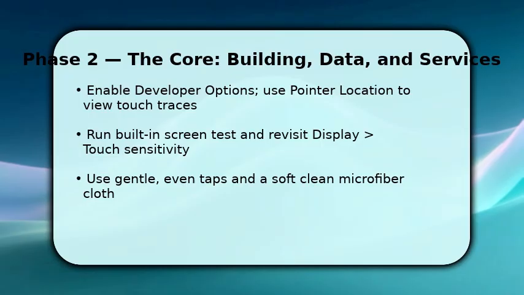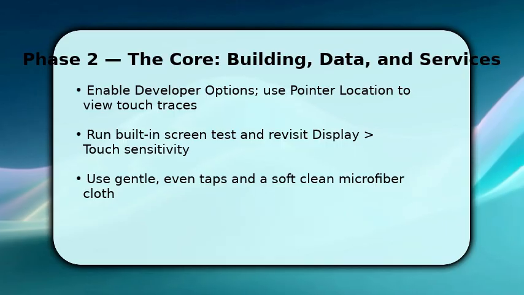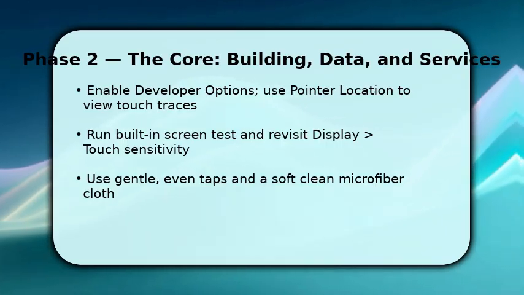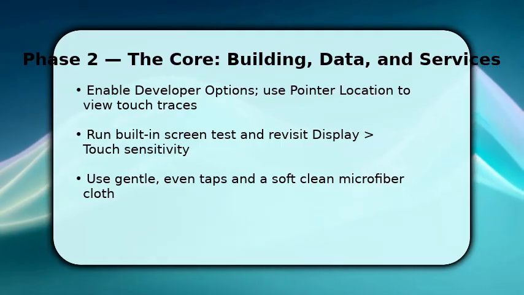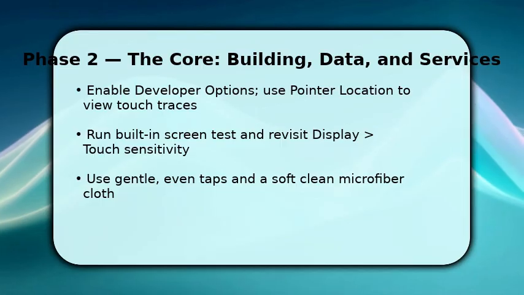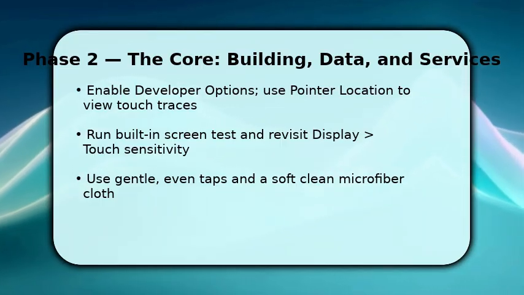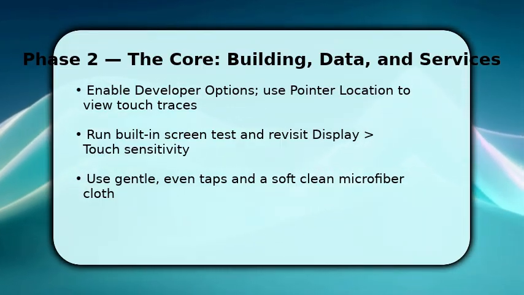You now diagnose the behavior. Enable Developer Options and turn on pointer location so you can see touch traces. This shows ghost touches or dead zones. Then run the built-in screen test from Settings or the Realme diagnostic app. Follow on-screen prompts to tap targets.